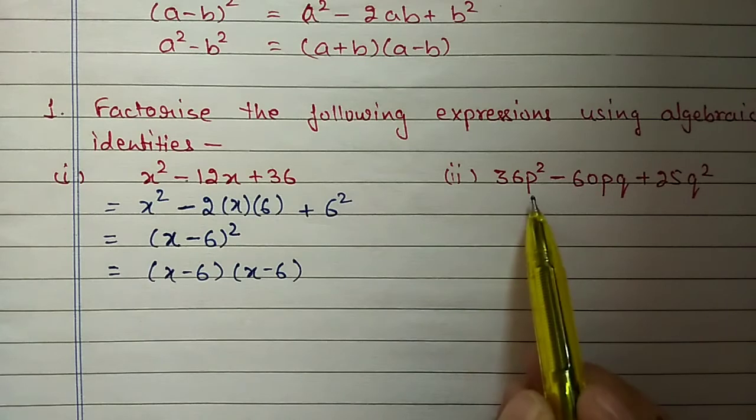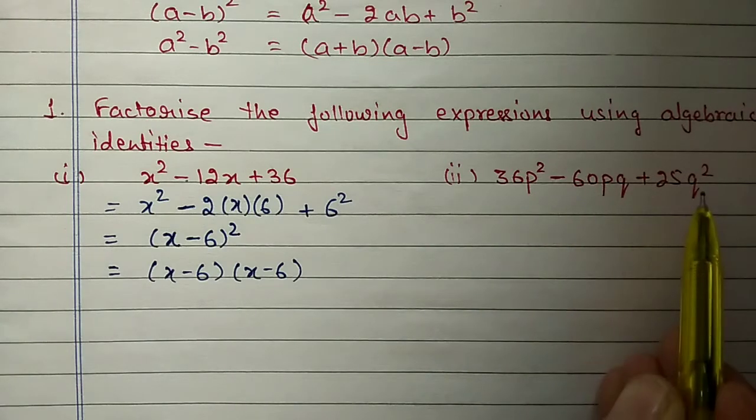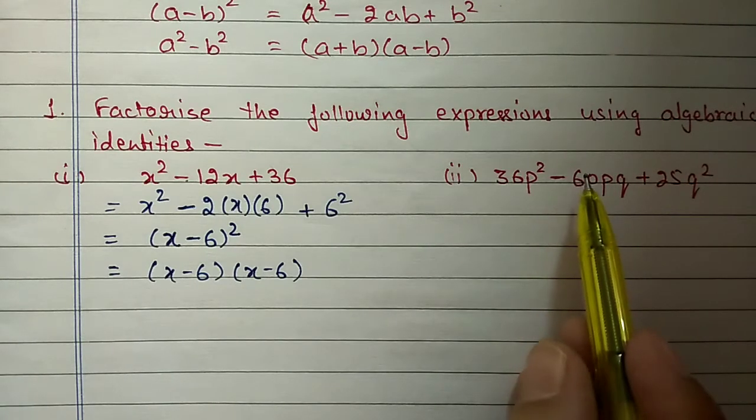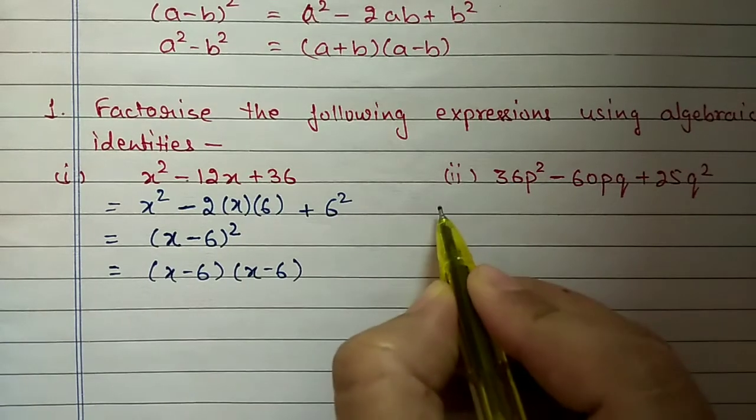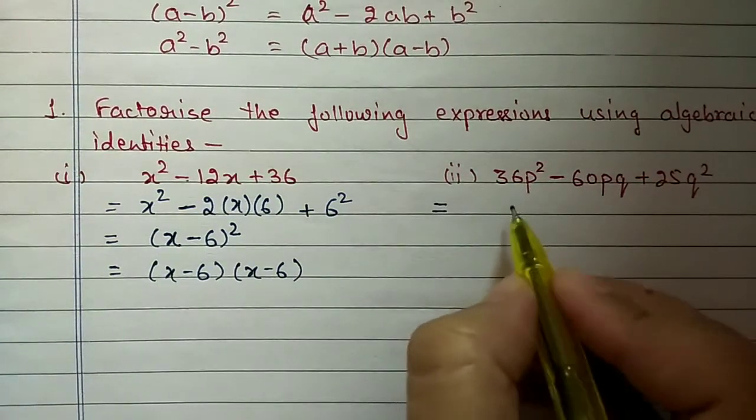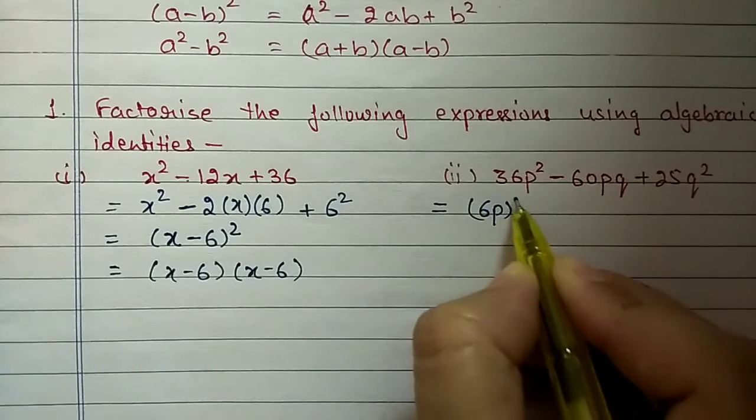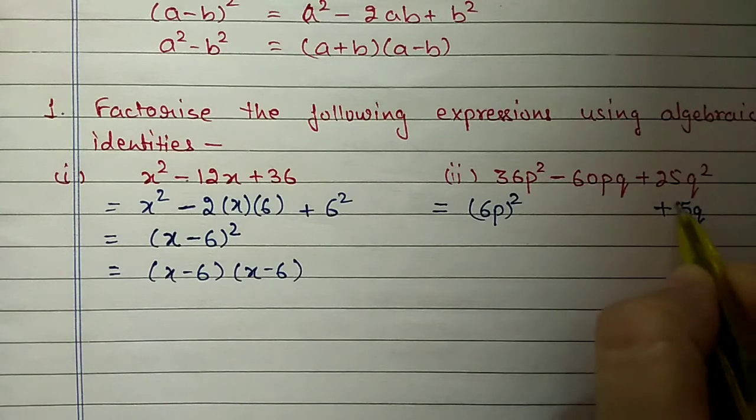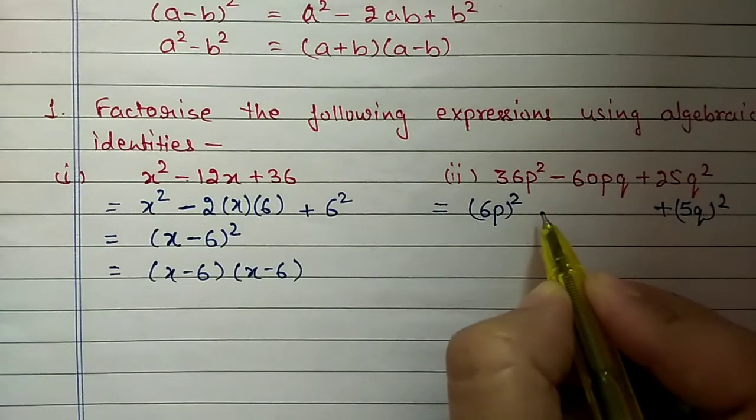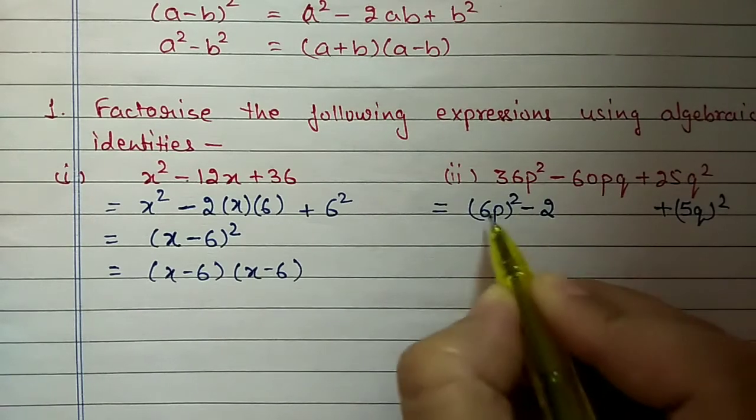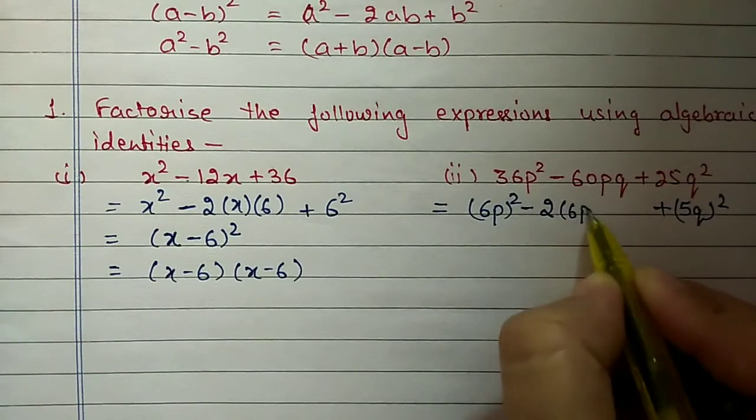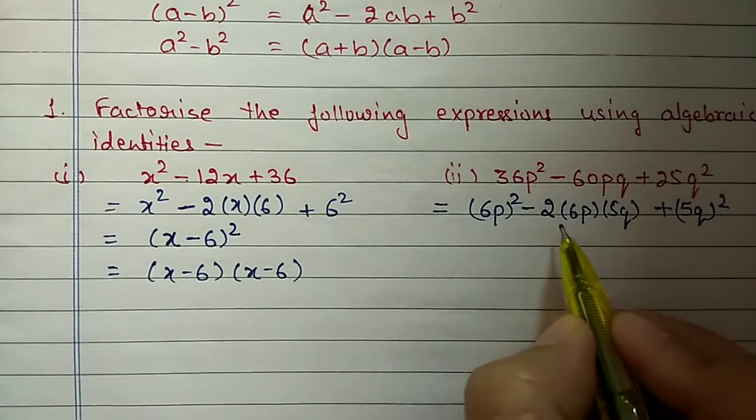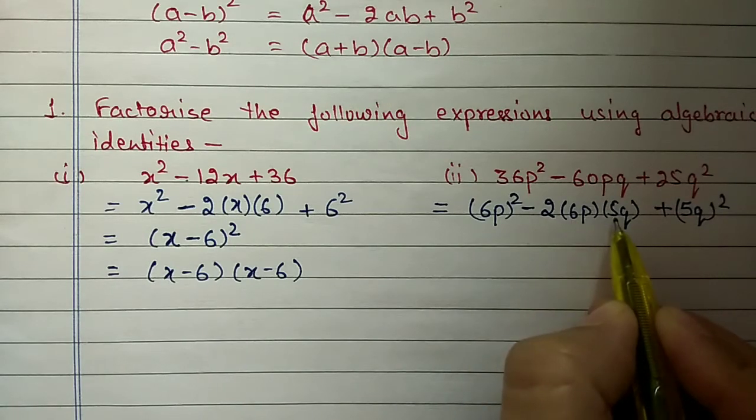Now second part, 36p square minus 60pq plus 25q square. So here also the middle term is having a minus symbol. It means the (a minus b) whole square formula we will check here. So this 36p square we can write as (6p) whole square. Then 25q square we can write as (5q) whole square. Now the middle term we have to split as minus 2ab. a is here 6p and b is 5q. Let's multiply and check whether it is correct or not. 2 into 6, 12, 12 into 5, 60.